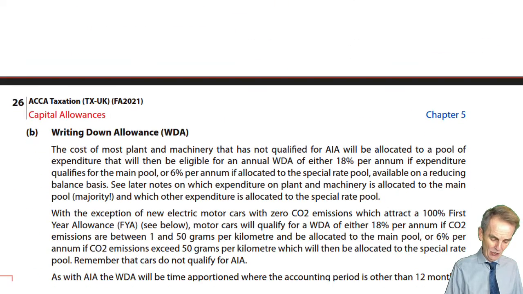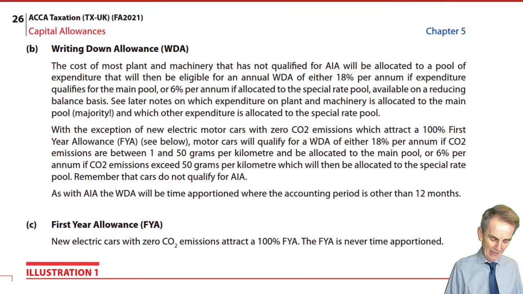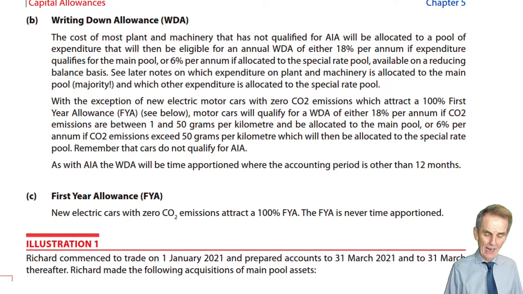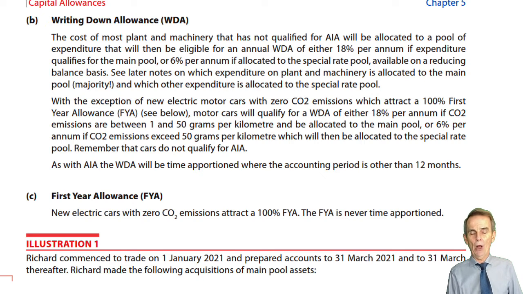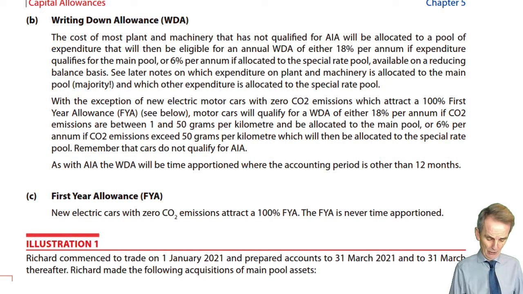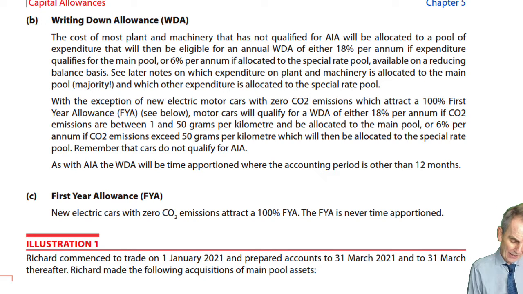And over the page to look at what writing down allowance is. Now, as we said, for most businesses it won't be an issue if all they buy is qualifying plant and machinery that is available for AIA. 100% of the expenditure is available for relief. The full cost is immediately available in the accounting period in which that asset was purchased.